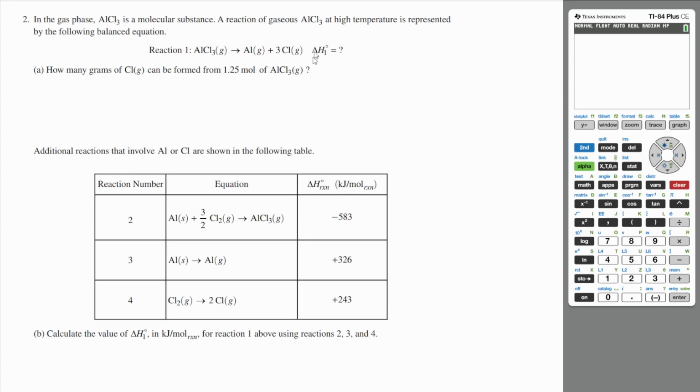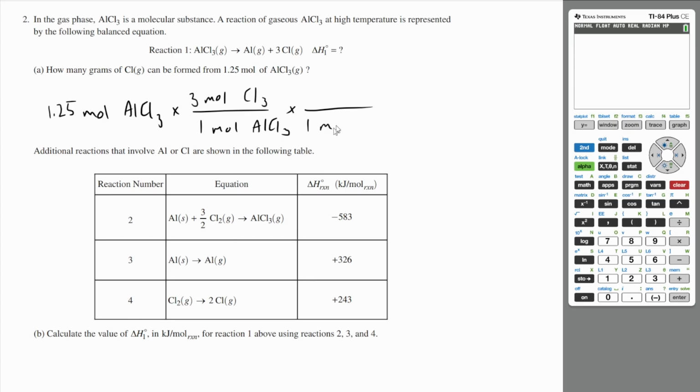We know that aluminum chloride and chlorine are in a 1:3 ratio. So for every 1 mole of aluminum chloride that you react, you're going to get 3 moles of chlorine gas. So let's first convert our 1.25 moles of aluminum chloride to moles of chlorine using that conversion factor. So 1 mole of AlCl3 is going to produce 3 moles of chlorine, and we want the mass of this. So let's multiply by the molar mass of chlorine. Oops, that should be Cl, my bad.